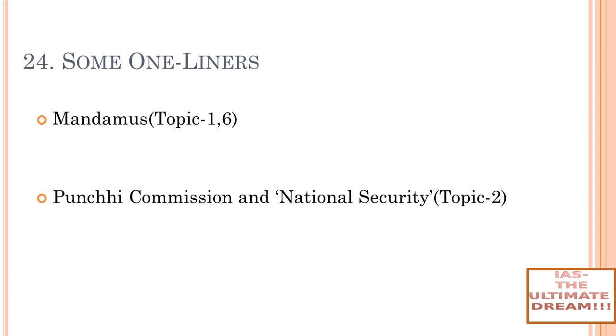Now there are some certain one-liners, Mandamus. Now we talk about different writs, right? Under Article 32 and 226, right? So this is one of the writs, right? So Mandamus means we command, right? Others are habeas corpus, certiorari and quo warranto, but we won't talk about them. We'll talk about Mandamus. So Mandamus is we command. Who is issuing it? It is issued by court to public officials. Remember it. Mandamus is not issued for private officials.